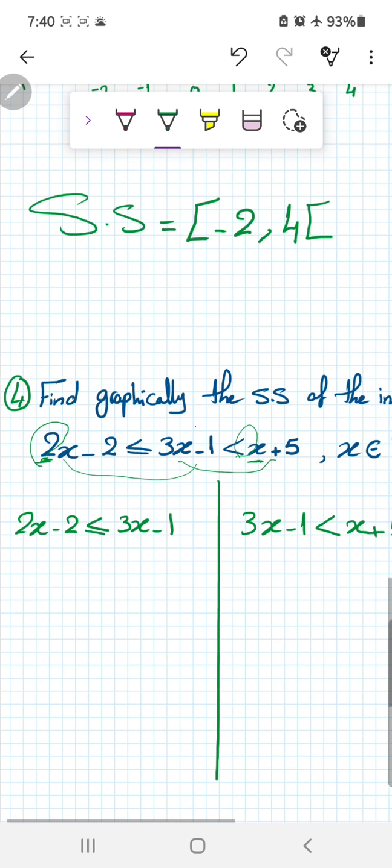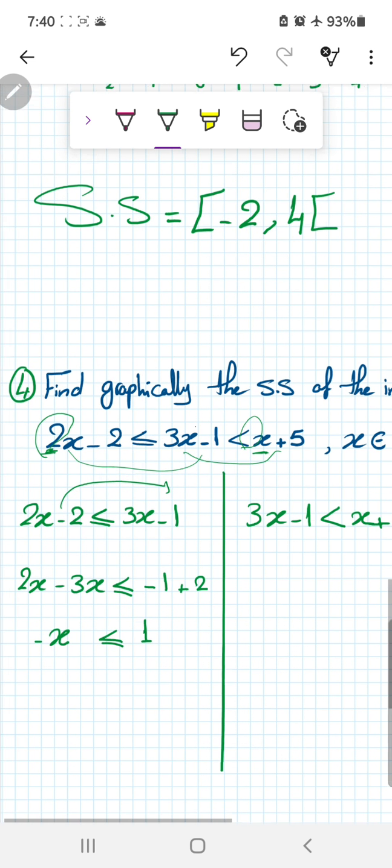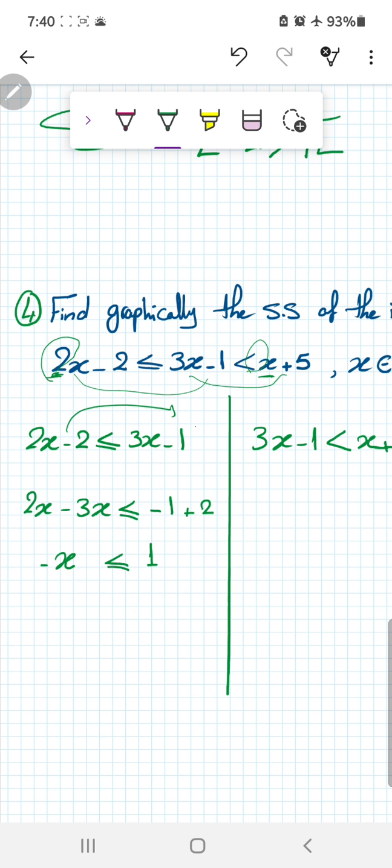So first remove 3x to the other side. Here 2x minus 3x less than or equal to negative 1 plus 2, which is positive 2 on the right. So 2 minus 3 is negative x less than or equal to 1. So here we have negative x less than or equal to 1. We want to get x positive.